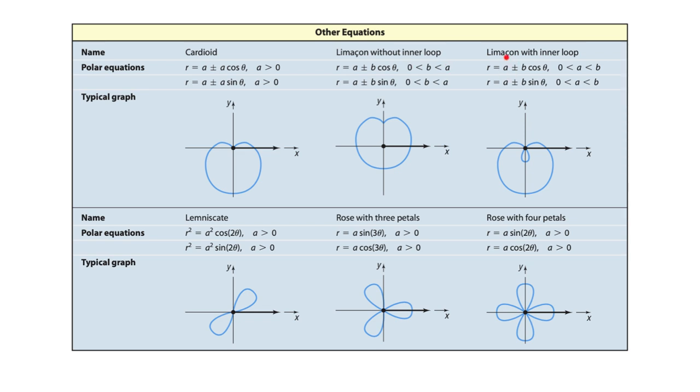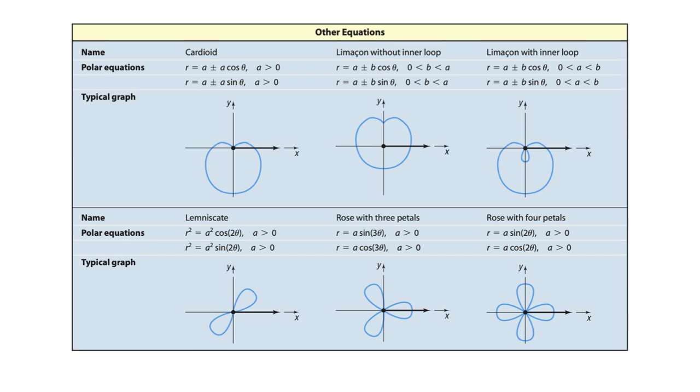If the constant term a is between 0 and b, where b is the coefficient in front of cosine or sine, then the limacon has an inner loop. The polar equation of the form r squared equals a squared cosine of 2 theta, or r squared equals a squared sine of 2 theta, represents a lemniscate. It looks like an infinity symbol.